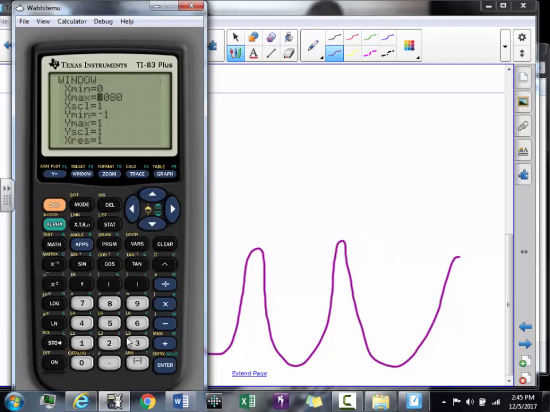So if you happen to be in radians, you may want to do this. Go to your window and make it go from 0 to 2 pi, and you can literally type in 2 pi as a value there. Your calculator will, if you press enter, make it into 6.28 repeating. But then, if you're now in radians, it'll make it look normal again.